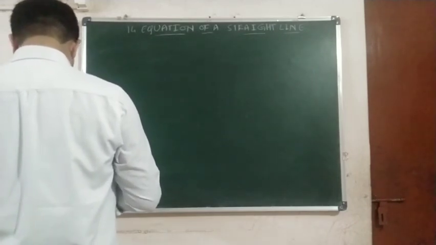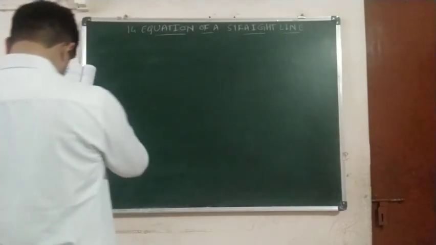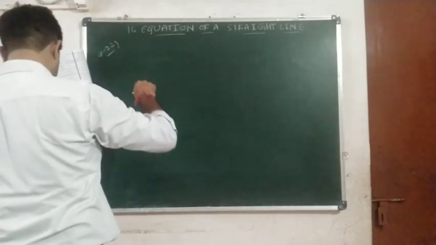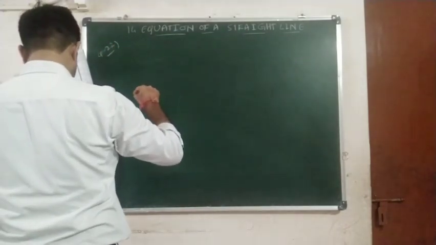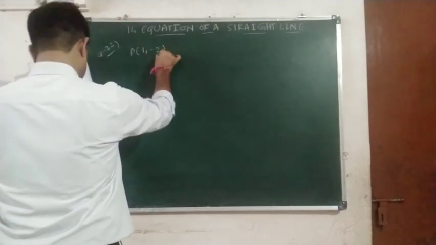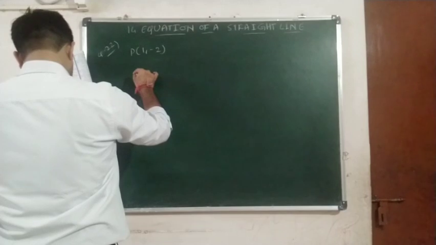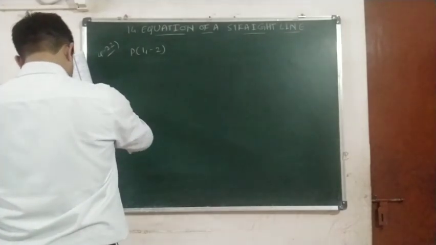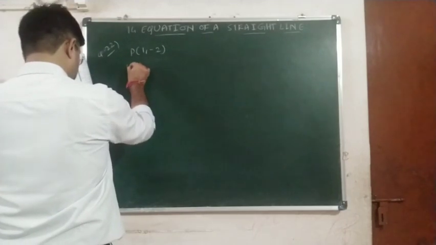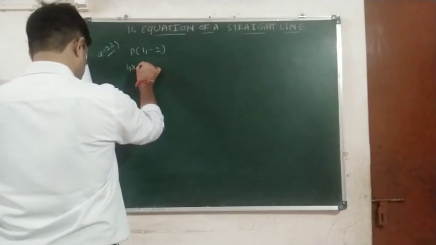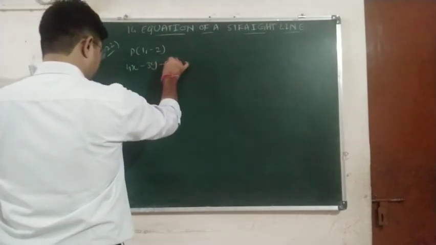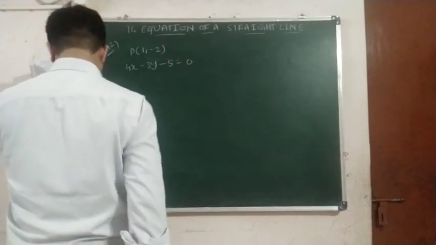Question number 22. Find the equation of a line perpendicular from the point P(1, -2) on the line 4x - 3y - 5 = 0.